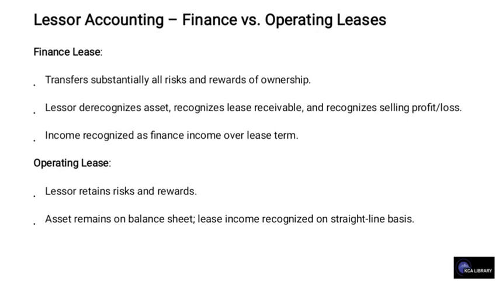For the lessor accounting, which is finance versus operating lease: for the finance lease, it transfers substantially all risk and reward of ownership, and the lessor derecognizes the asset, recognizes lease receivable, and recognizes selling profit or loss, and income is recognized as finance income over lease term. And for the operating lease, the lessor retains risk and reward, and the asset remains on balance sheet. The income is recognized on straight line basis.